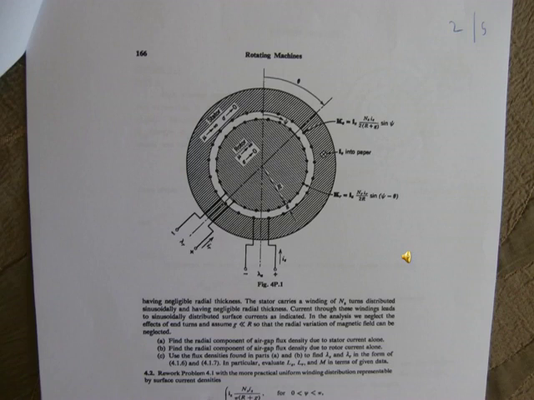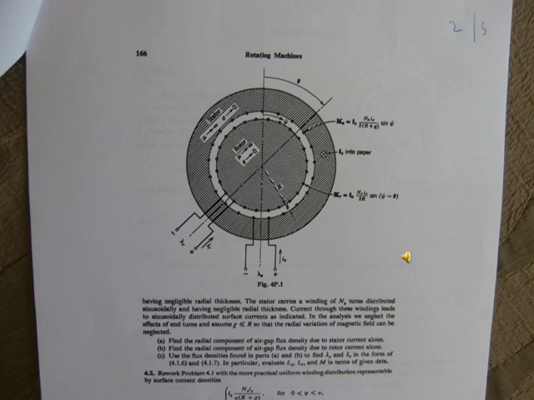A. Find the radial component of the air gap flux density due to the stator current alone. B. Find the component of air gap flux density due to the rotor current alone. C. Use the flux densities found in parts A and B to find lambda s and lambda r in the form of the equations. In particular, evaluate L_s, L_r, and M in terms of the given data.